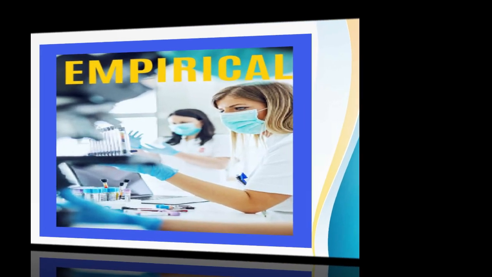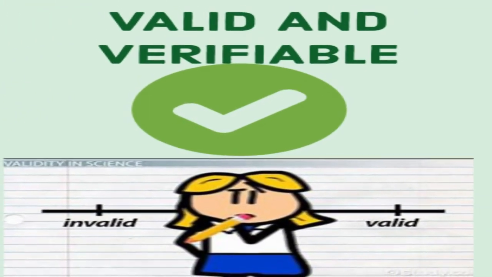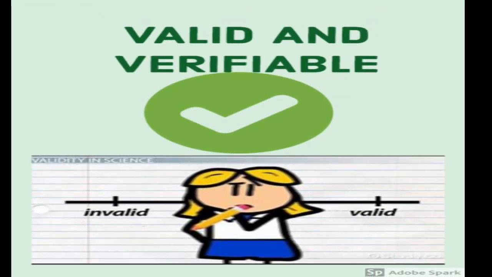Next is empirical. The researcher collects data on which to base decisions. Any conclusions drawn is based upon hard evidence gathered from information collected from real-life experience or observation. Next is valid and verifiable. This implies that whatever one can conclude on the basis of the findings is correct and can be verified by others too.